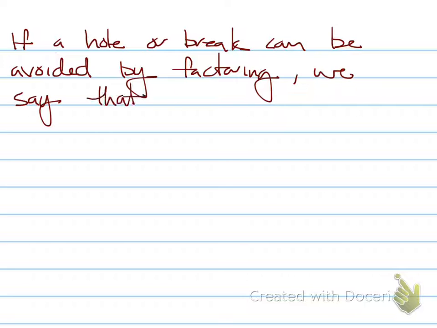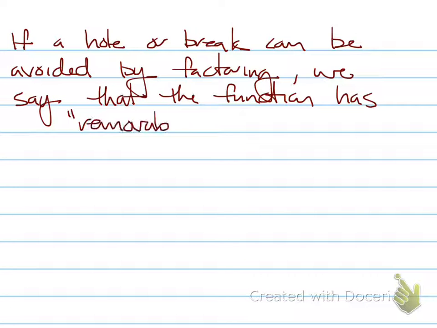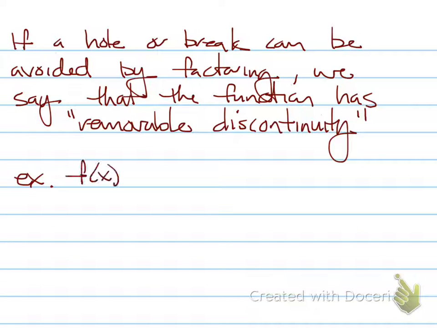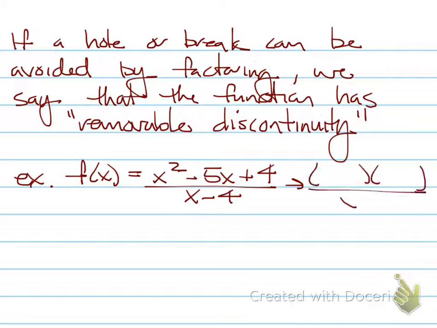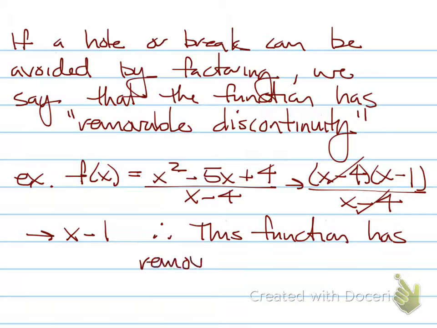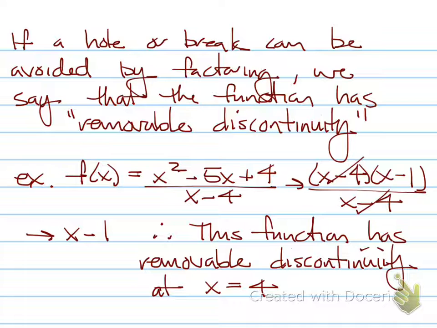So if a break can be avoided by factoring, like I said, we say that it's a removable discontinuity. For example, if you have this function and you factor the numerator, you see that the x minus 4's cancel, leaving you with x minus 1. Therefore, we say this function has removable discontinuity at x equals 4.